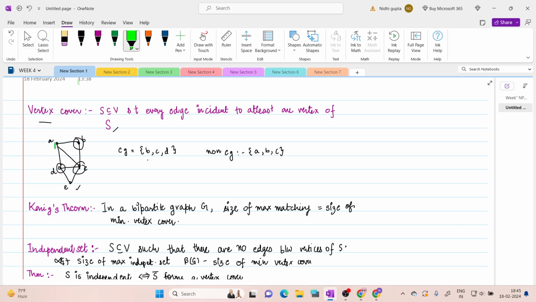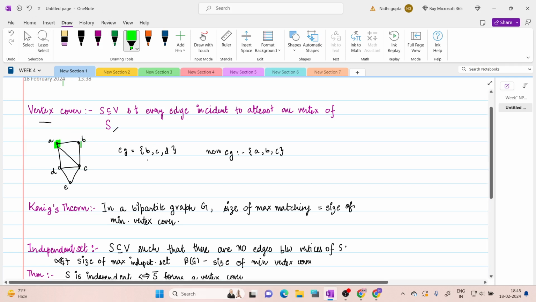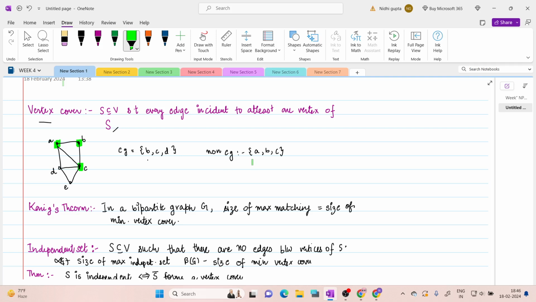But if you take A, B, and C, I am saying that it is not a vertex cover. So can you tell me why A, B, C is not a vertex cover? Edge DE has no vertex in this set. Yes, good. So there is an edge DE which has none of the endpoints in this set, so we say that this is not a vertex cover.